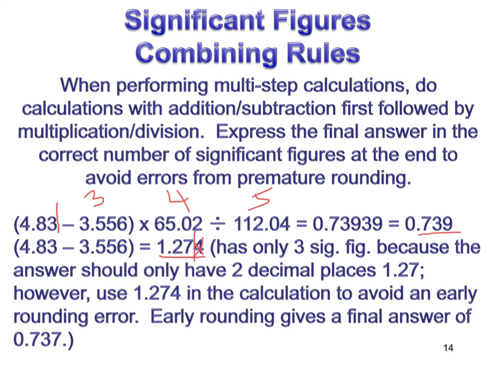If you had cut off the 4 and just left it at 1.27, what you get is an early rounding error, and that early rounding error would give you an answer of 0.737, which is slightly different from the number that we would consider a more accurate number.